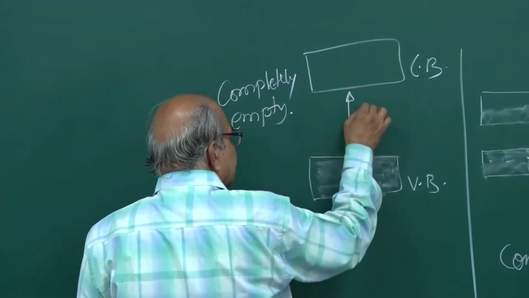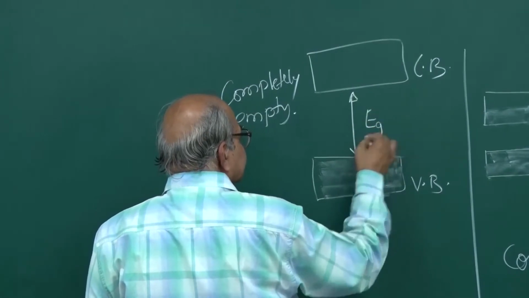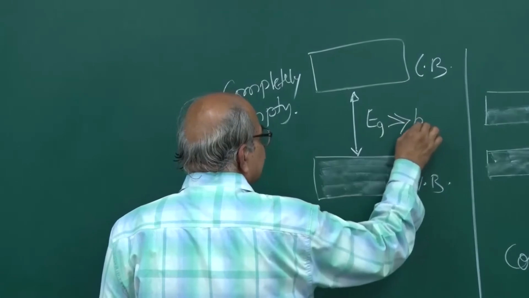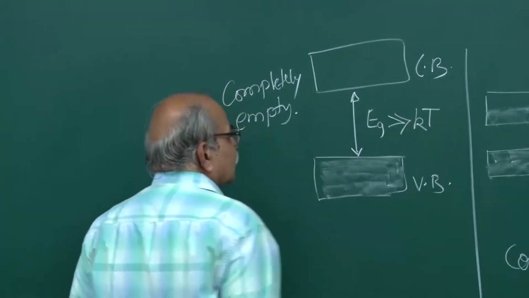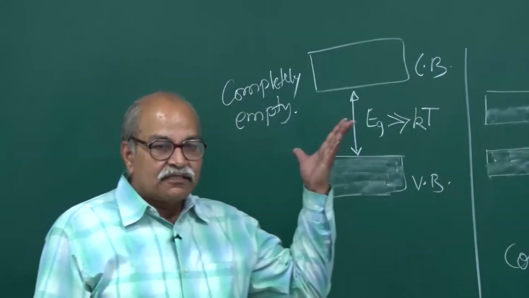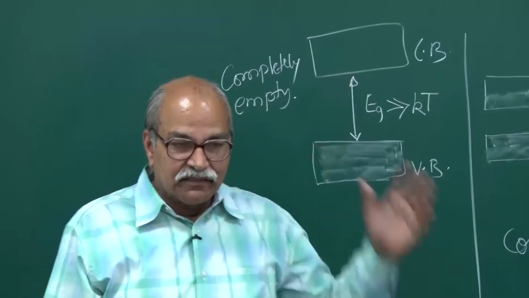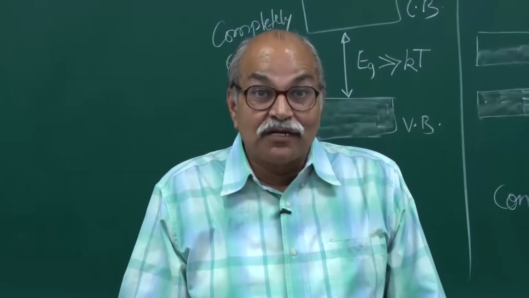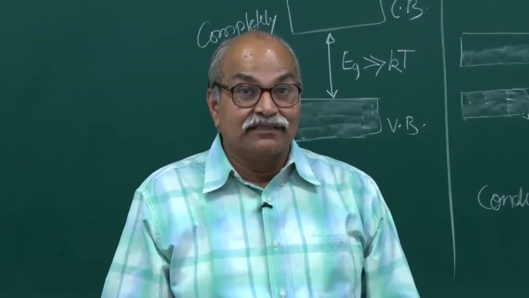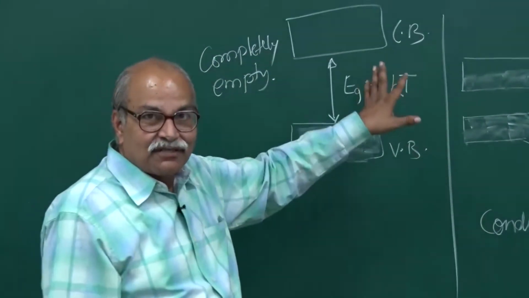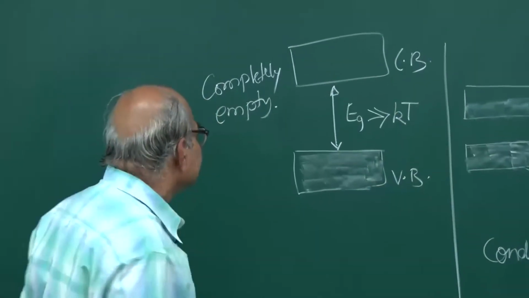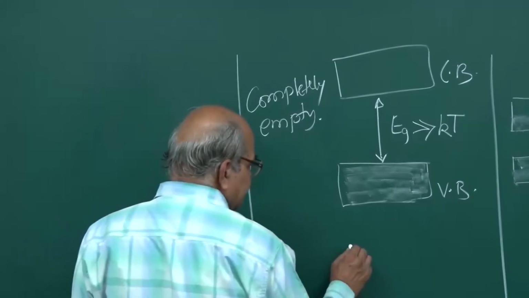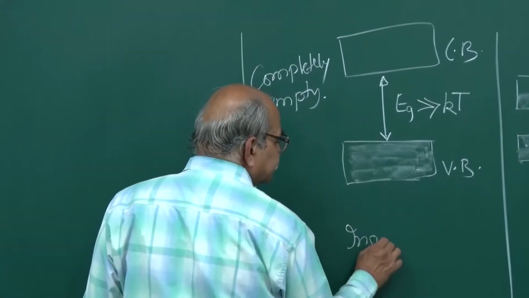I'll just tell you what I mean by large. Large means it is much larger than K times T. And when I say much larger, that means, let us say, something like 100 times or 200 times. 5 times, 10 times is not large. So this kind of material is an insulator.